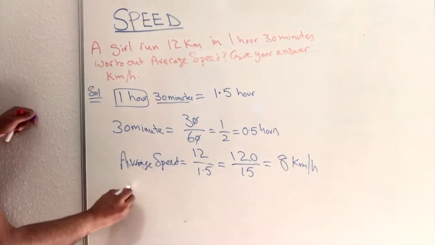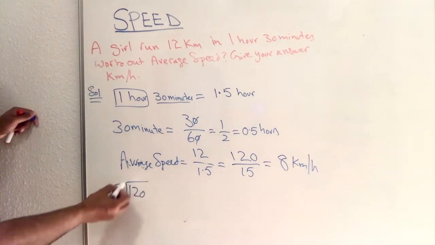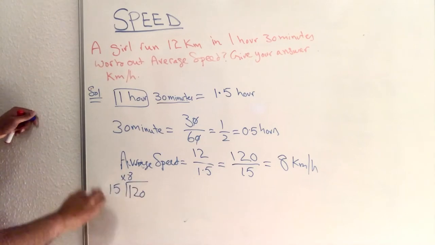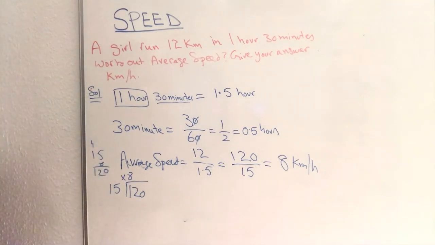Or you can check: 15 times 8 is giving you 120. So this is the answer. Now we are moving to our formula, and we will discuss how we can find our speed, distance and time. With these we will use our formula now.